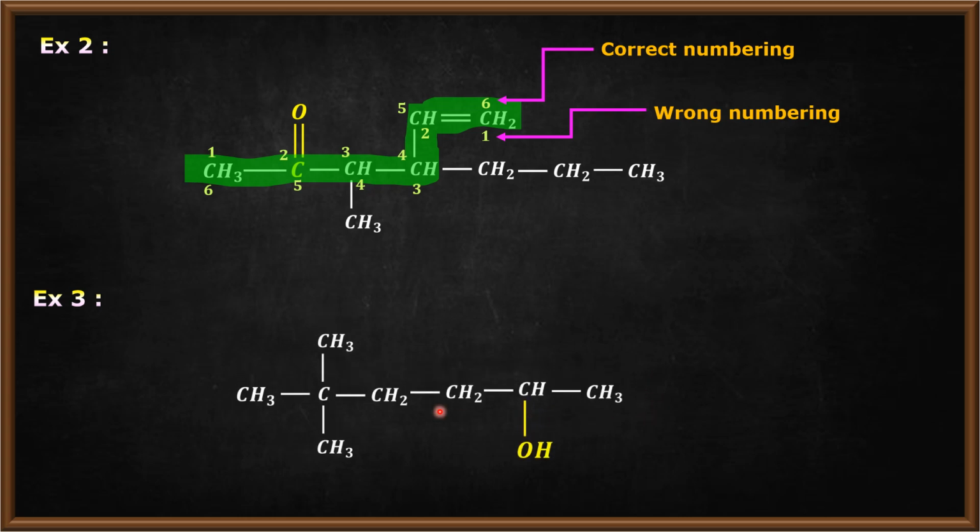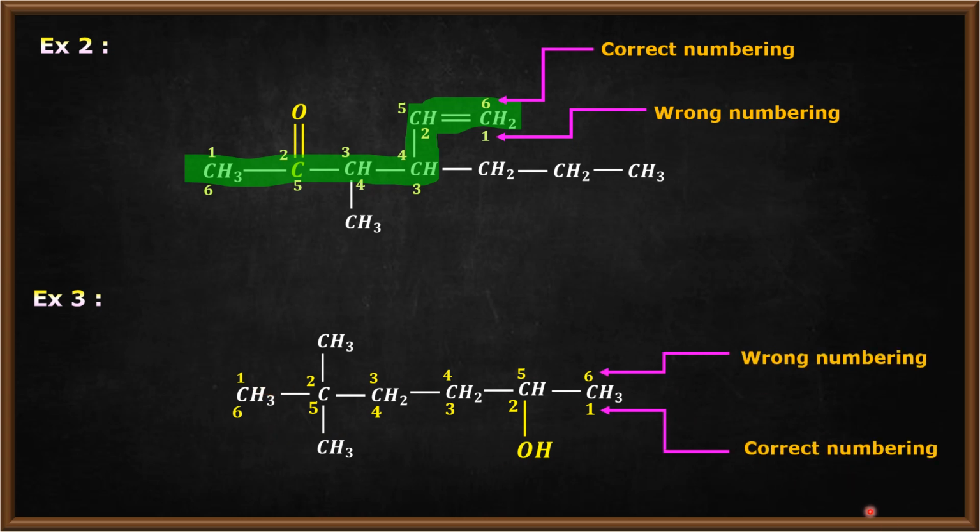And one more example you can see here. This is the longest chain of carbon atoms. This one is the parent chain. I am numbering from left to right and from right to left also. Obviously you can see numbering from right to left is the right one, because here the OH group, that is a functional group, the alcohol functional group, is attached to the second carbon atom if the numbering is done from right to left. From left to right, the fifth carbon atom is attached. So numbering from right to left is the correct one, and from left to right is the wrong one.